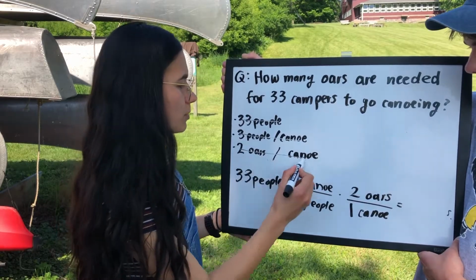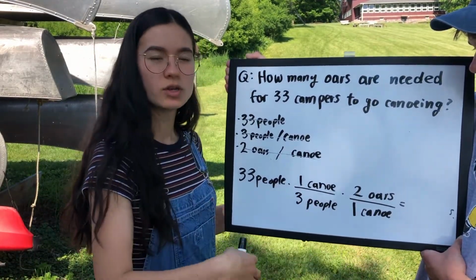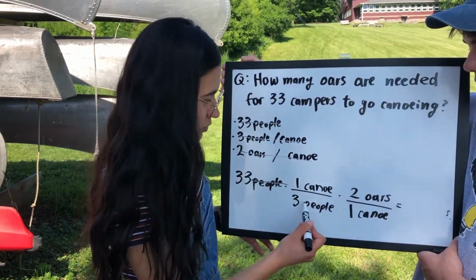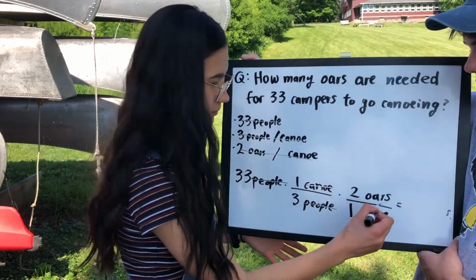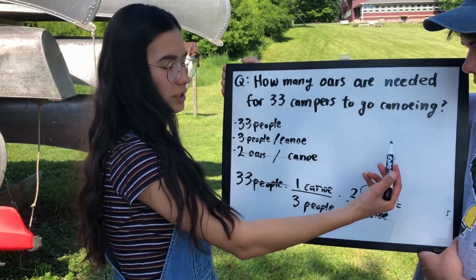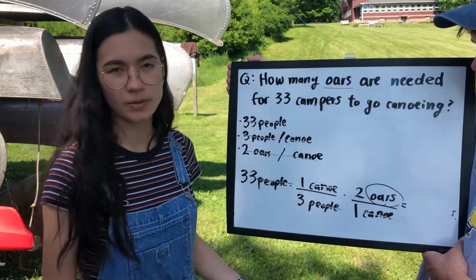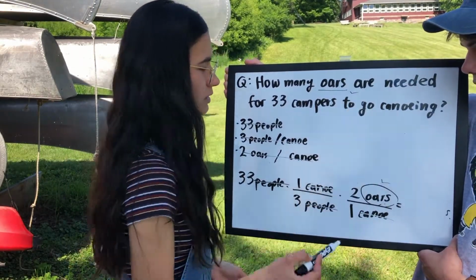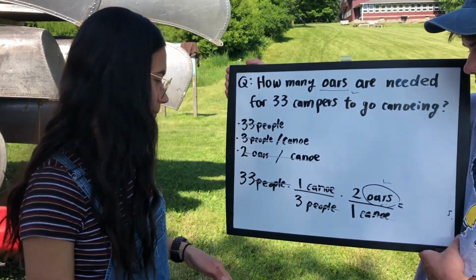So now we've used up all our knowns and we want to make sure to cancel our units as we go, so we know that we're ending up with the unit that we want. So people cancels with people and canoe cancels with canoe, and we're left with oars. I look back at our question and it says how many oars are needed for 33 campers. I double check that the oars match the units in the question. So I think we're good to go to multiply and divide.